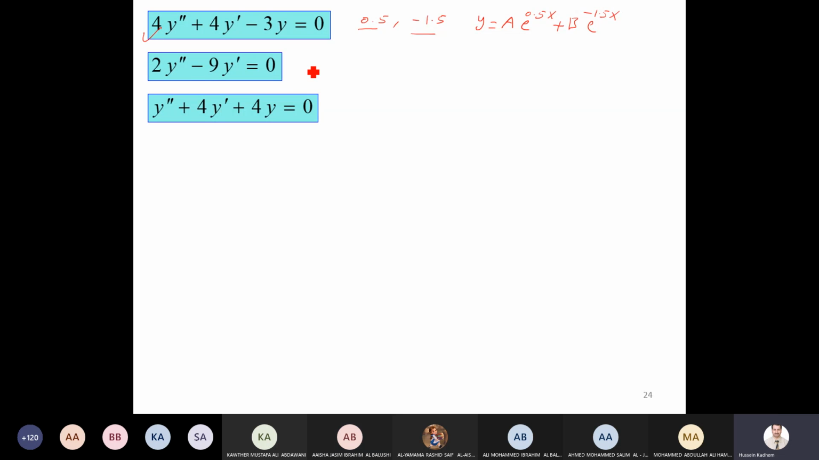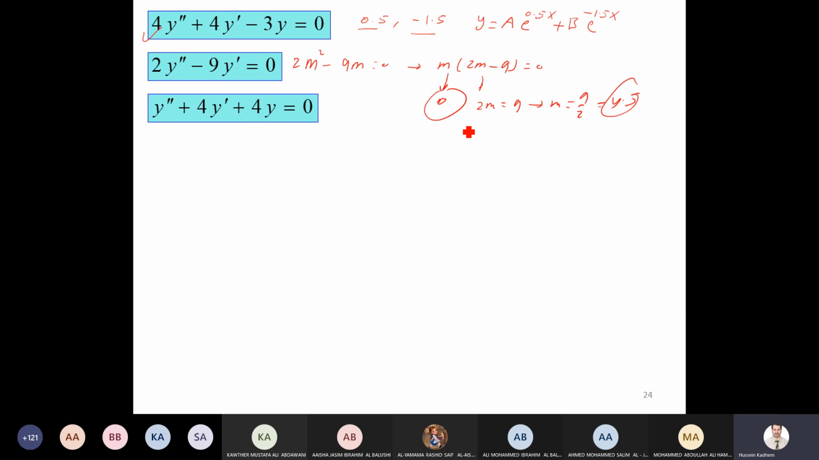It's a simple one. You see here, you write 2m squared minus 9m equals 0. So you can take m as a common factor: m(2m minus 9) equals 0. So either m is 0 or 2m minus 9 is 0. It means 2m equals 9, and this leads to m equals 9 over 2, which is 4.5 directly. So we have 0, we have 4.5.